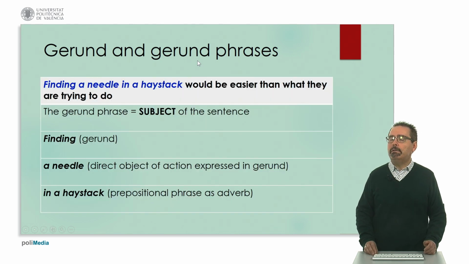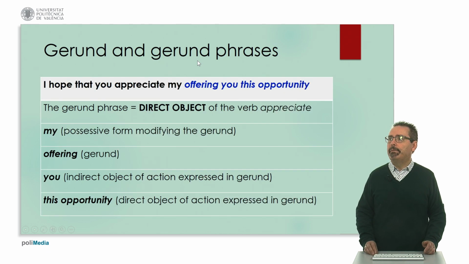In the first example, we differentiate the two parts of the sentence with colors. We have one part in bold and the gerund phrase in blue. The first example: finding a needle in a haystack would be easier than what they are trying to do. In this case, the gerund phrase acts as a subject. Finding is a gerund, a needle is the direct object of the action expressed in that gerund, and in a haystack is a prepositional phrase that acts as an adverb.